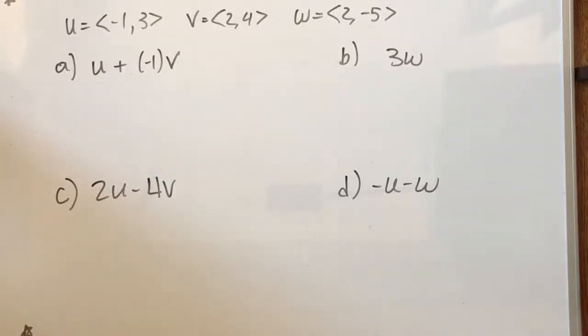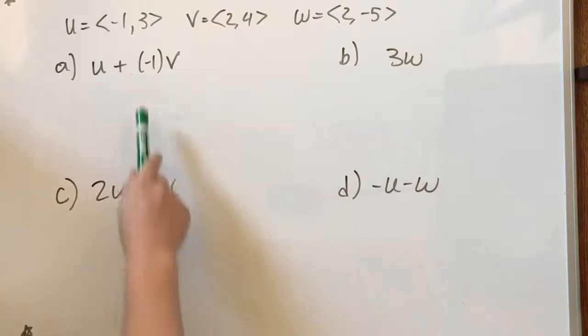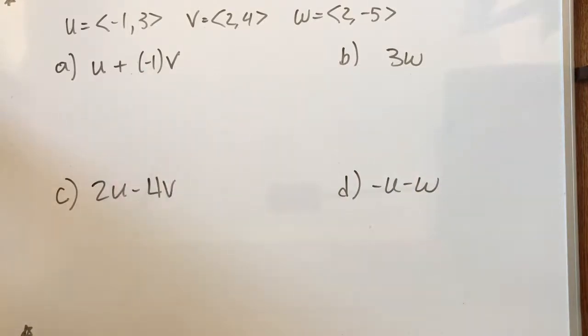Alright, so here I have warm-up number 1, which is just doing some basic vector addition and then scalar multiplication. So when you have a number that's a scalar, we're not going over vector multiplication yet. That's something completely different.